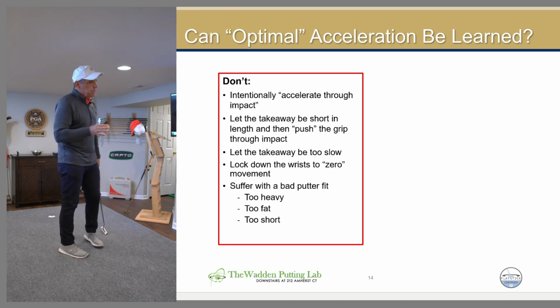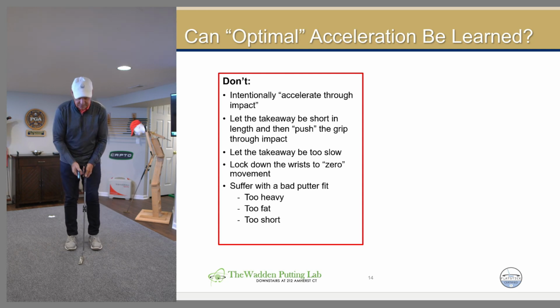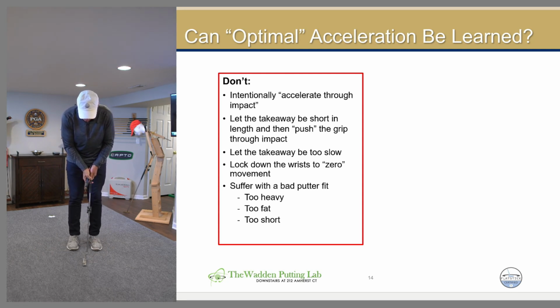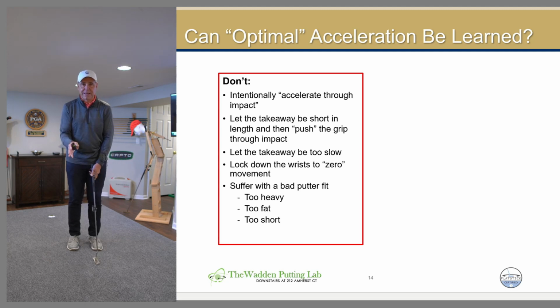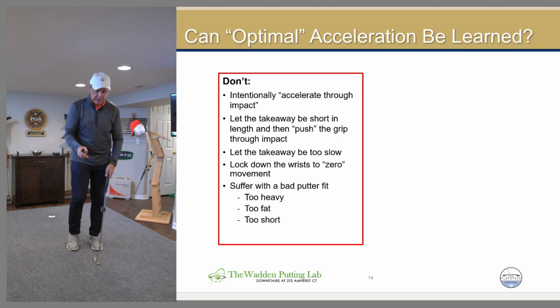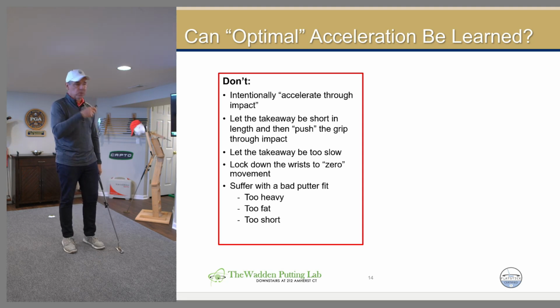The most obvious physical manifestation of positive acceleration at impact is when there's a takeaway that's relatively short, and then the putter just pushes the grip through impact, and you see a short backswing with a very long follow through. When you see that, you know the acceleration profile is way off.